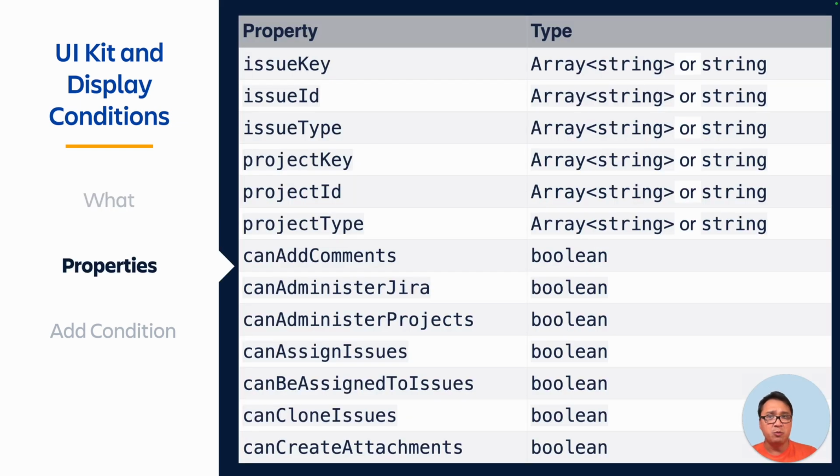For the Jira issue panel and other issue view related modules, here are some of the properties that can be evaluated when using display conditions. You can use different issue and project properties like key, ID, and type as conditions that can be checked. And you can also determine whether a module will be visible depending on the user's current permissions, like if they can add comments, if they can assign issues, or if they even have Jira admin privileges.